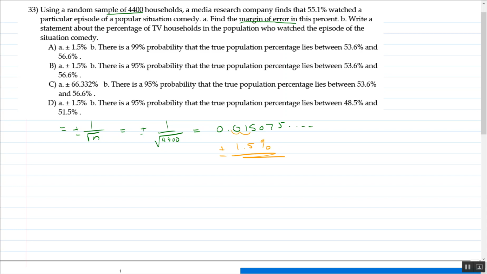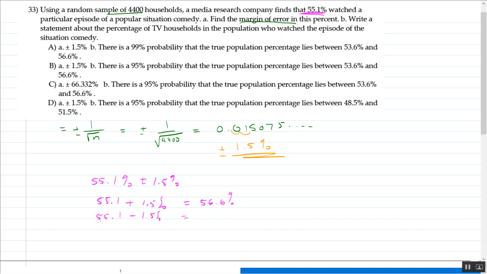So now we have to write a statement about it. We have 55.1% watched it, but the margin of error is plus or minus 1.5%. So we got 55.1% plus or minus 1.5%. The plus and minus, you have to do it both ways. So you have to do 55.1 plus 1.5%, and then 55.1 minus 1.5%. When you add, you get 56.6%.